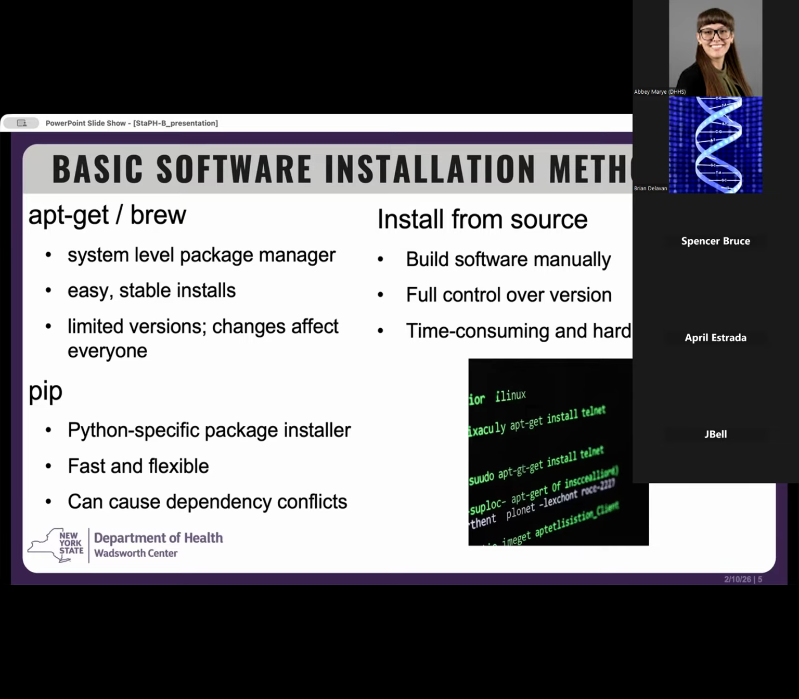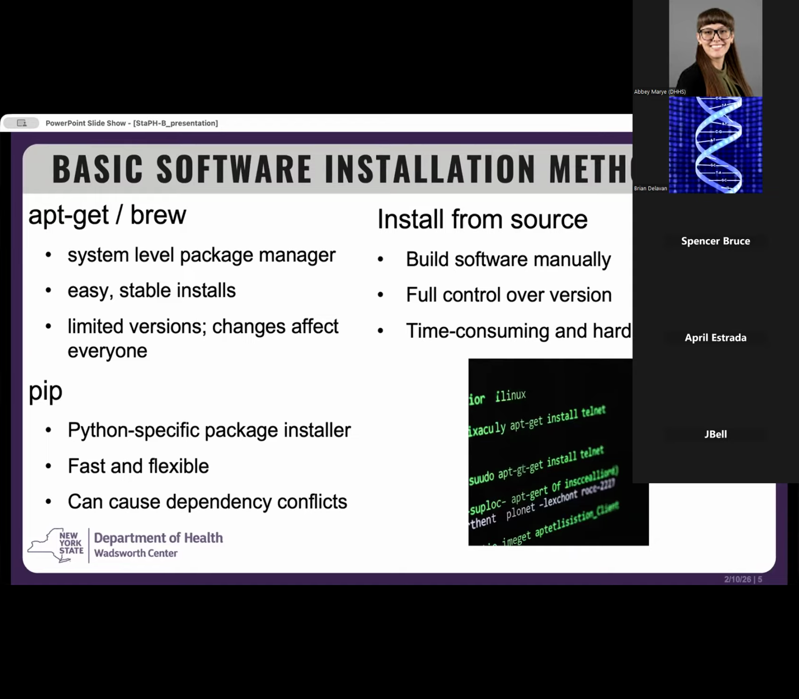We also have things like pip. Pip is the standard package installer for Python. It's fast, flexible, and extremely popular because so many bioinformatics tools are written in Python. The strength of pip is that it gives users a lot of freedom. You can quickly install packages, experiment with new tools, and iterate rapidly. The downside of pip is that installs can easily lead to dependency conflicts, especially when multiple tools require different versions of the same library. And without careful isolation or version pinning, pip environments can drift over time, making it hard to reproduce results or rerun analyses months later.